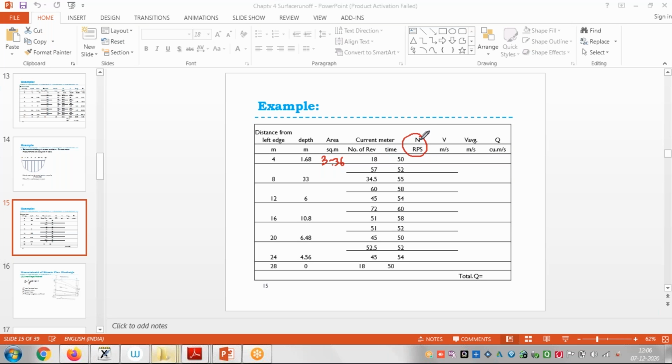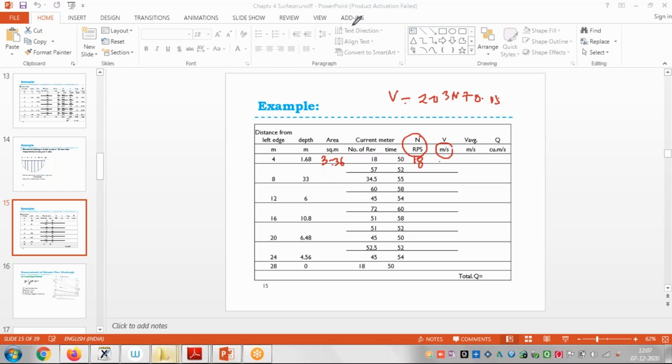So here 18 is here. I will put just 18. And what would be the velocity? We know that v is equal to 2.03 into n plus 0.05. I think this was the formula, right? So use this formula and tell me the velocity here.